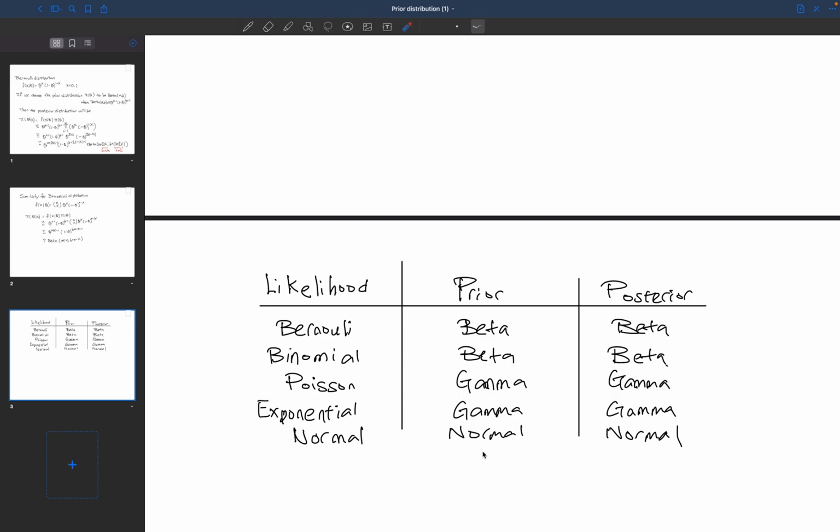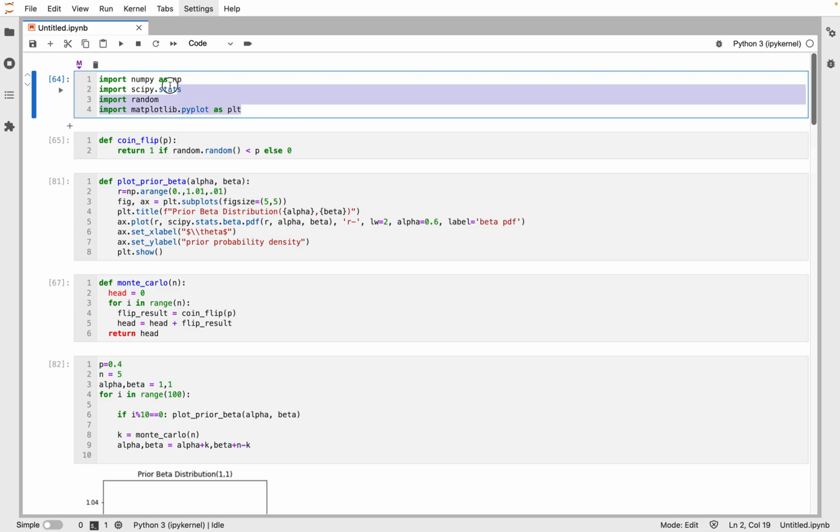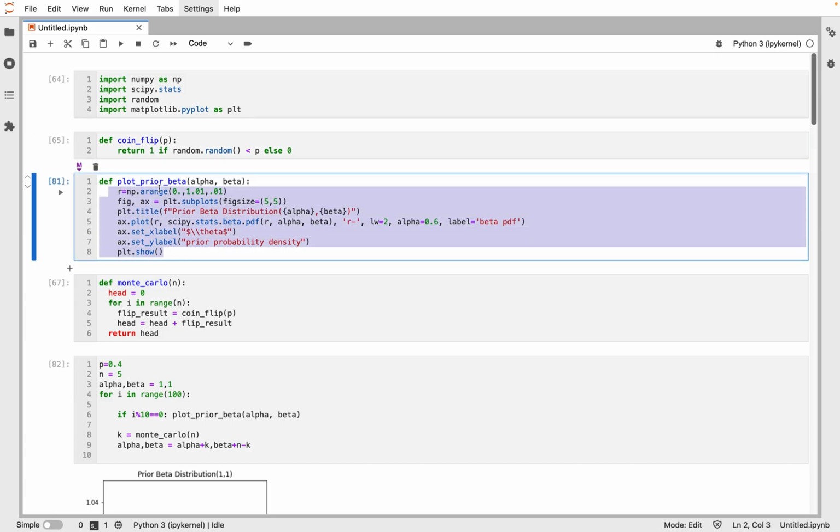Now let's do a simulation of the coin flipping using Python code to illustrate the prior distribution. First, we shall import all the necessary libraries. We will define a biased coin given by the probability p. So if the random number is smaller than p, we return 1, which represents the head, else we return 0, which represents the tail. And then we define a function to plot the prior distribution.